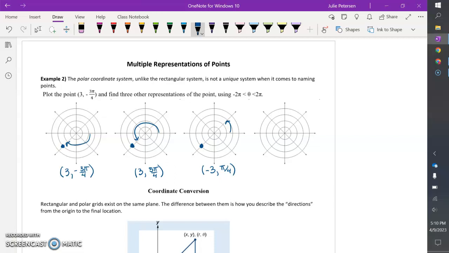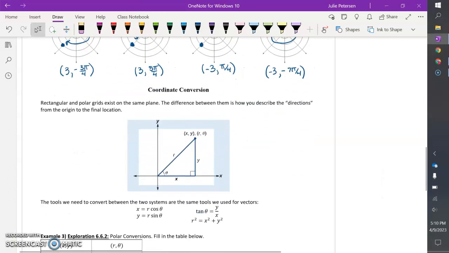Last but not least, you could also think of us arriving at that same place by going in the negative direction. And so this negative angle would be negative 7 pi over 4. And then our r value would need to be negative as well. So you can see that we have all these different representations for these polar coordinates. And this is just within the negative 2 pi to 2 pi range. But if we remove that restriction, and we had no restriction at all on what angles we choose, we could have an infinite number of ways to name these points.